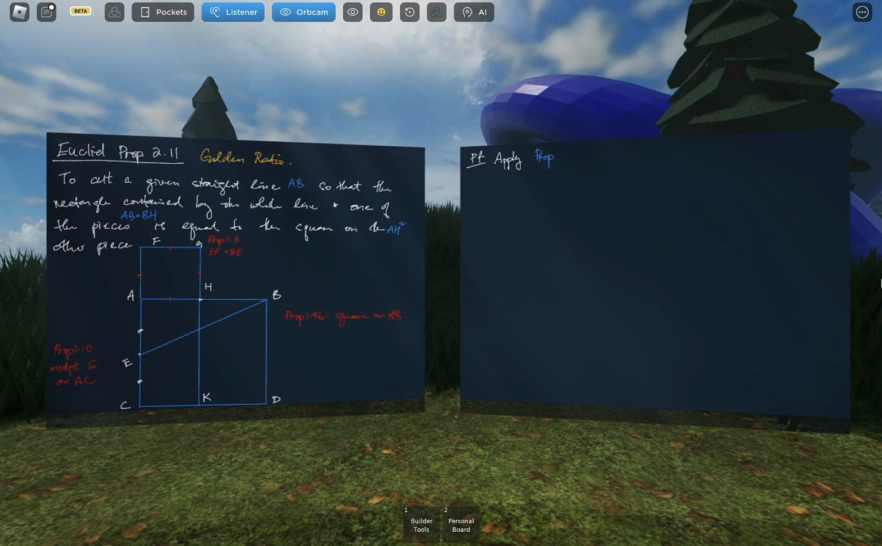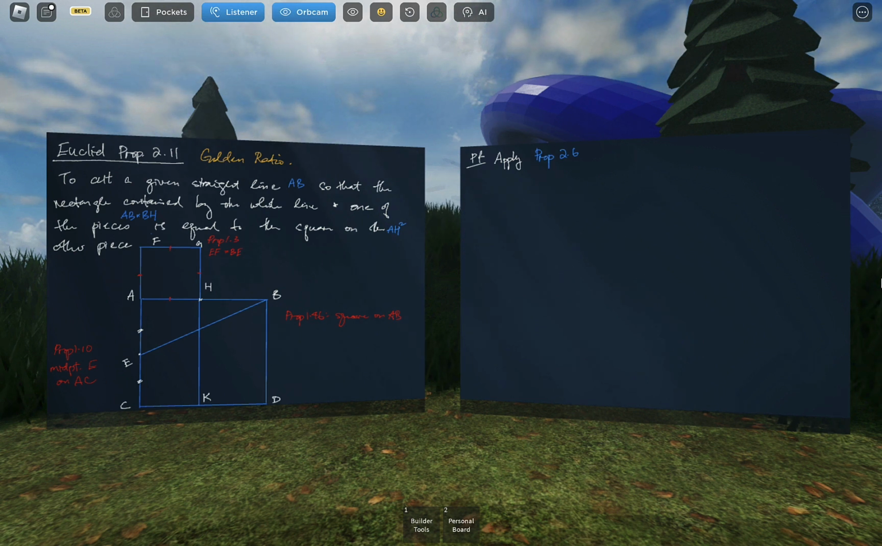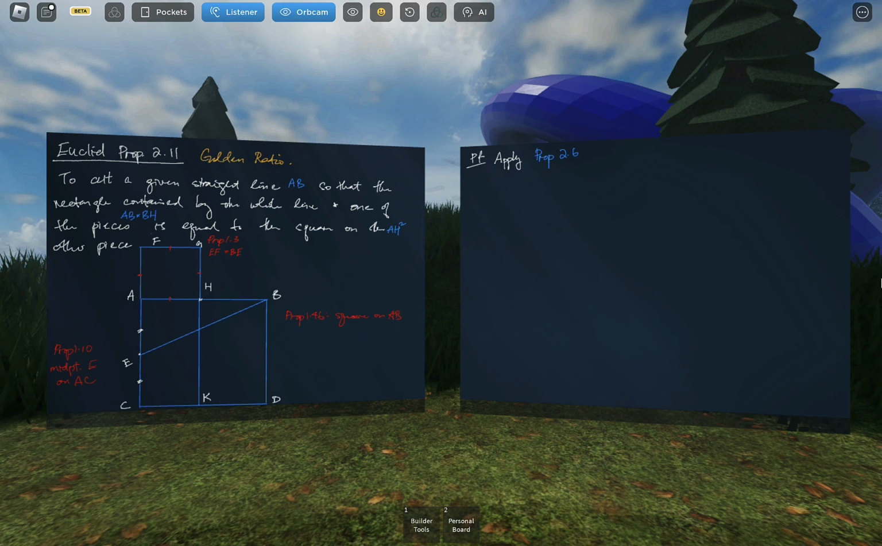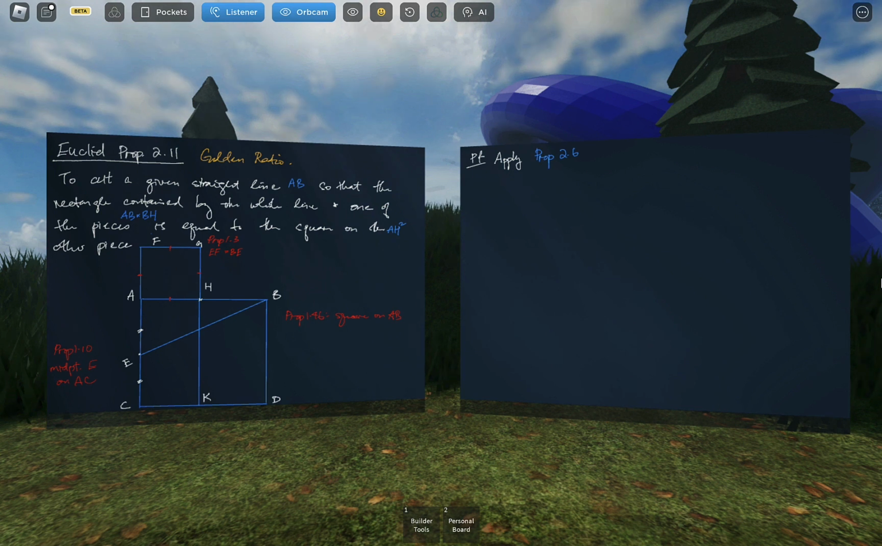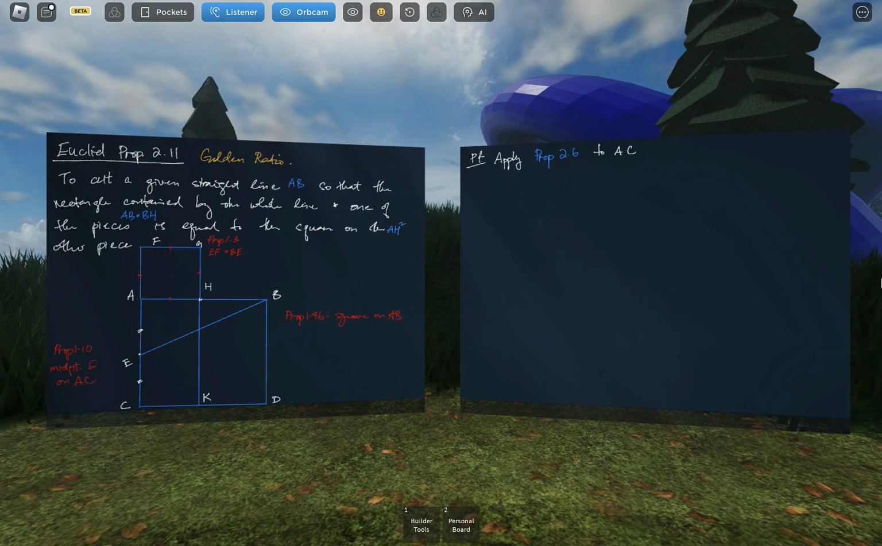So we're going to apply proposition 2.6. Maybe this is the first time we used a proposition from book two. Yeah, we've used a lot from book one, and now we're actually using a proposition from book two. And of course, I don't remember what this says, but I think by the time I write this out, it'll be clear. So we're going to apply this to AC, and AC is one side of the square, the left hand side of the square, bisected.